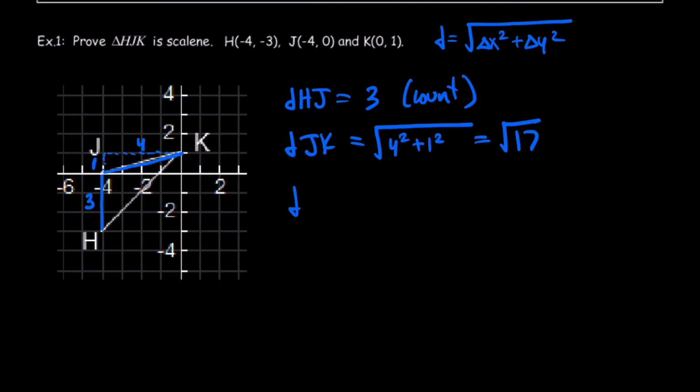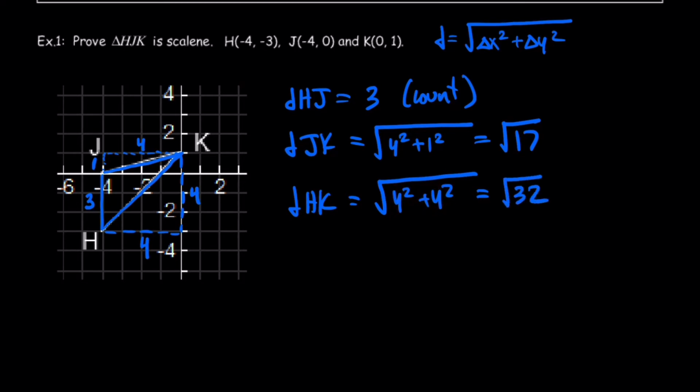And then lastly, I'll find the distance from H to K. So that's this triangle here. Draw in your two legs that make the right angle. 1, 2, 3, 4. Delta x is 4. 1, 2, 3, 4. Delta y is 4. So this would be square root 4 squared plus 4 squared. So again, I would throw this into the calculator, or that's 16 plus 16, which is 32. So this side is square root 32.